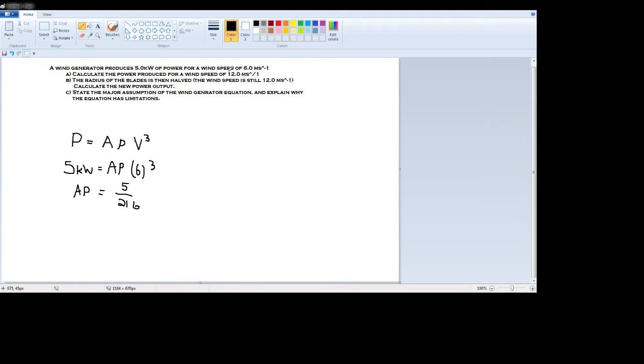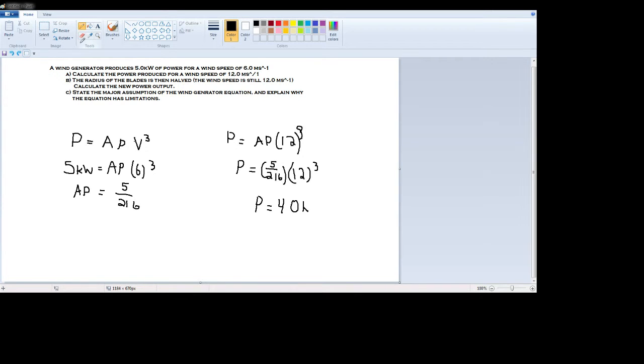And so, if we apply it to another equation, given the 12 meters per second, we can rewrite it as this. Power equals A rho times 12 cubed, or power equals 5 over 216 times 12 cubed. And if you simply do this operation, you'll wind up with a power of 40 kilowatts. And that is how you solve for A.